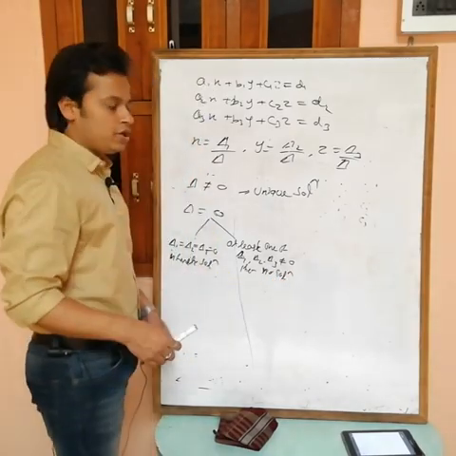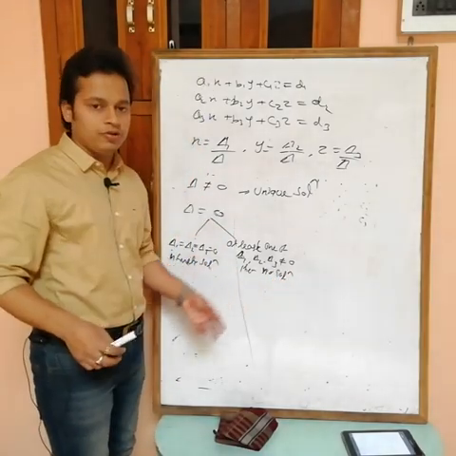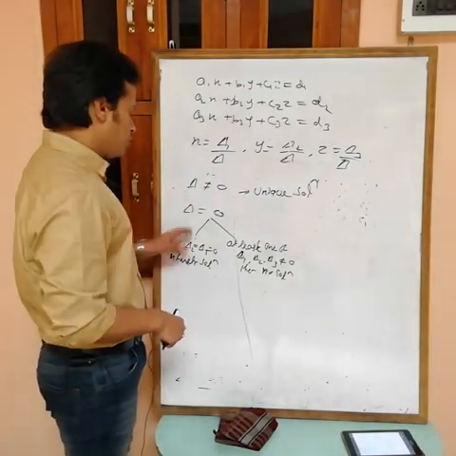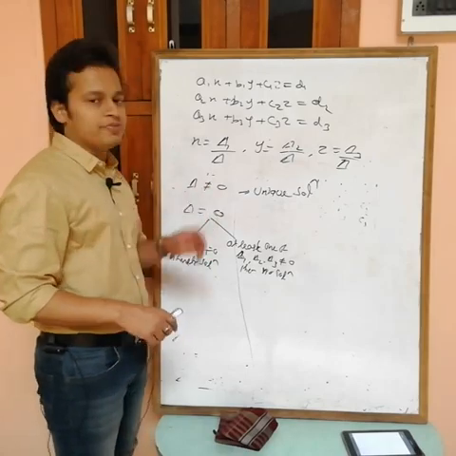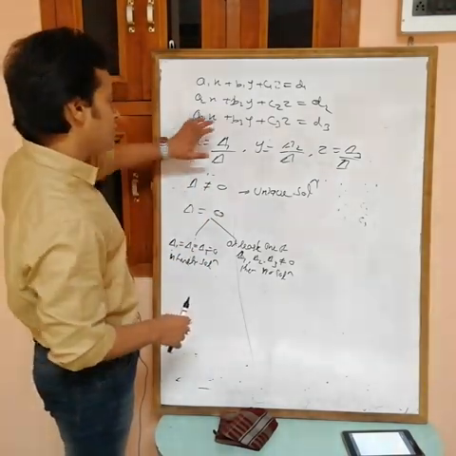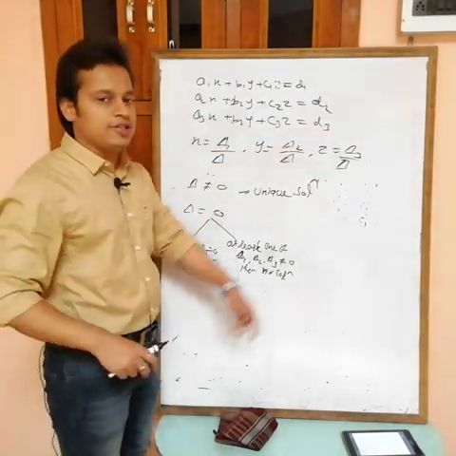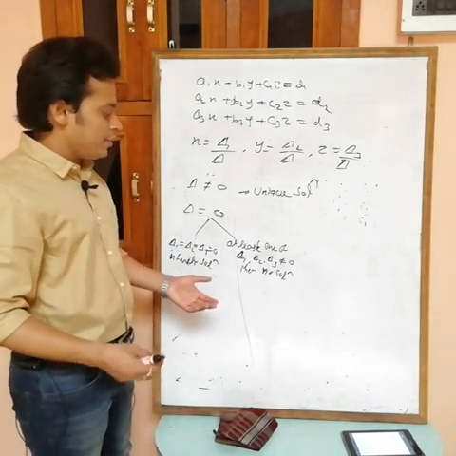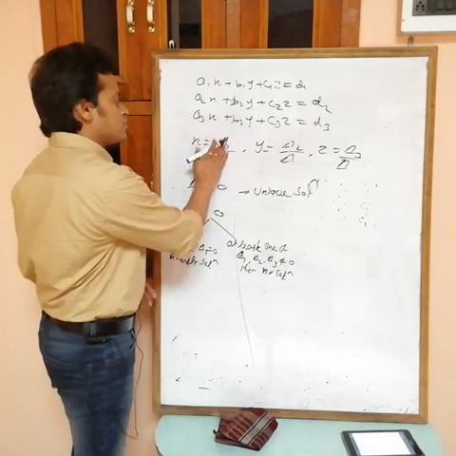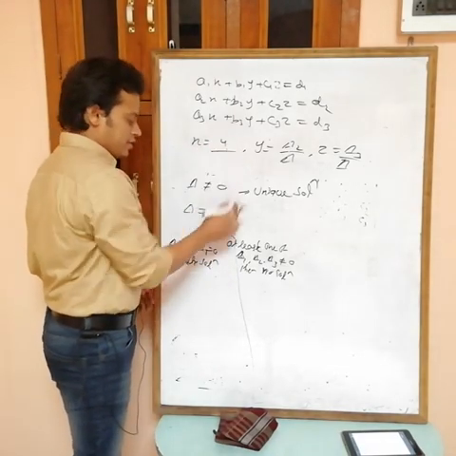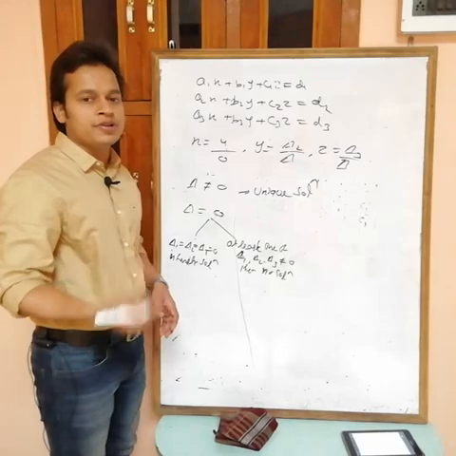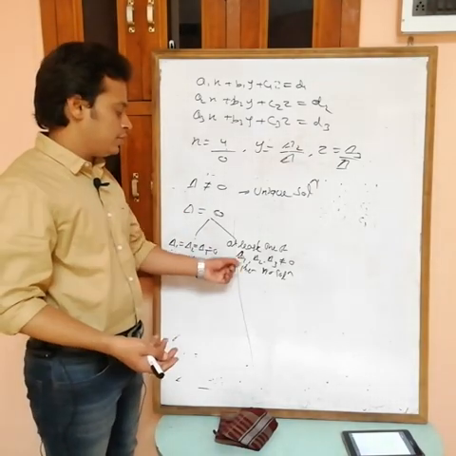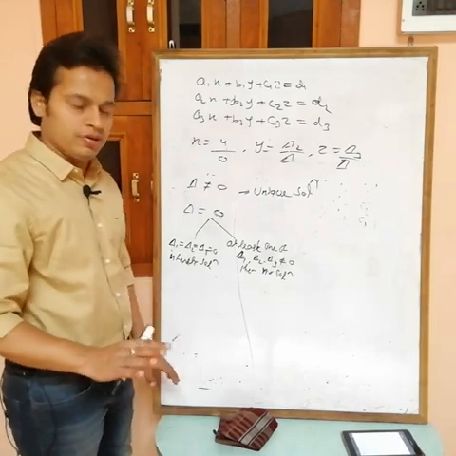So we have only three options: unique solution, infinite solution or no solution. If del is not equal to 0, always a unique solution. If del is 0 and all the determinants are also 0, then you will get 0 by 0, 0 by 0, 0 by 0, which means infinite solutions. And if at least any one is non-zero, suppose del 1 is 4 and del is 0, then 4 by 0 is infinity. Now you can't accept infinity as a solution, so in this case we have no solution.